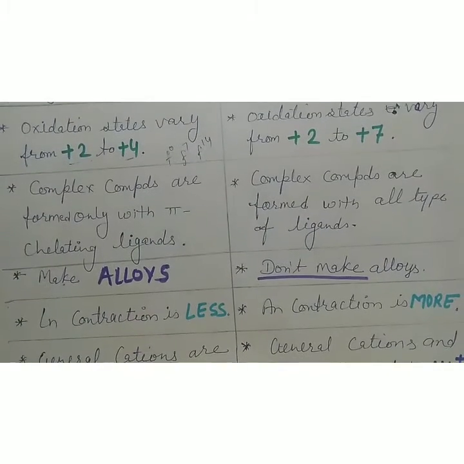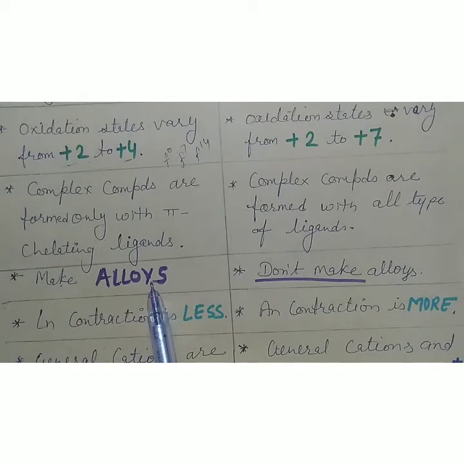Next, we have discussed that lanthanides make two types of alloys, pyrophoric metals and mish metals, because the size of lanthanides is approximately equal to d block elements. But actinides are larger in size, so they don't make any type of alloy.